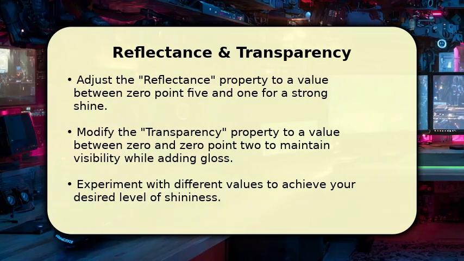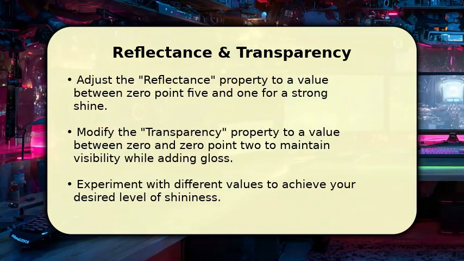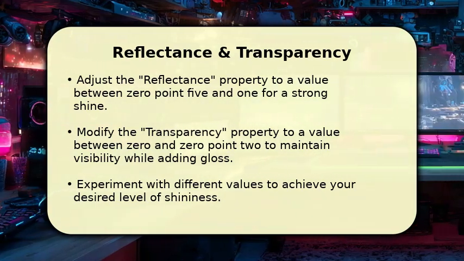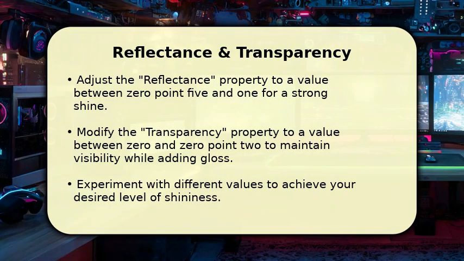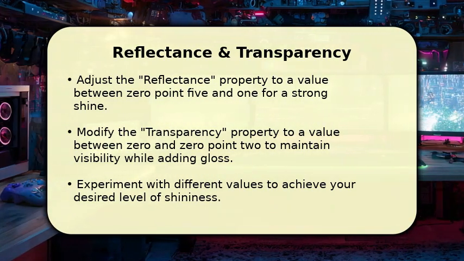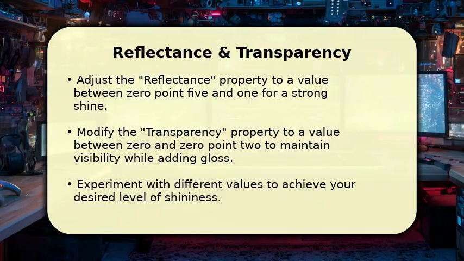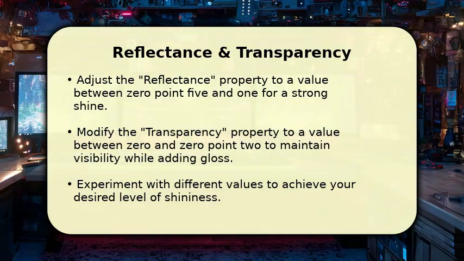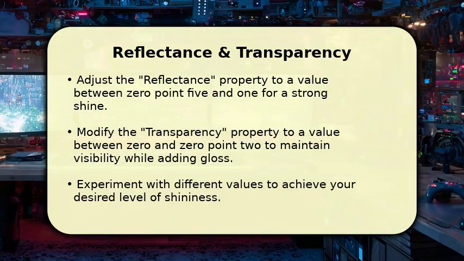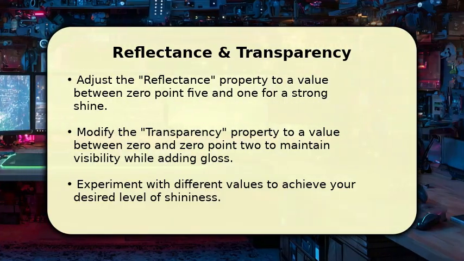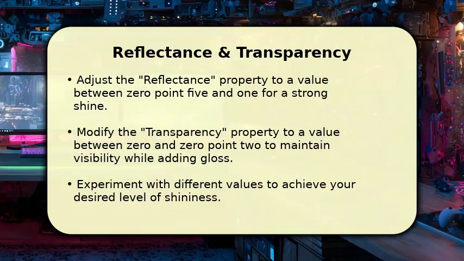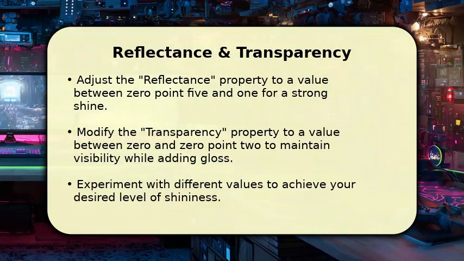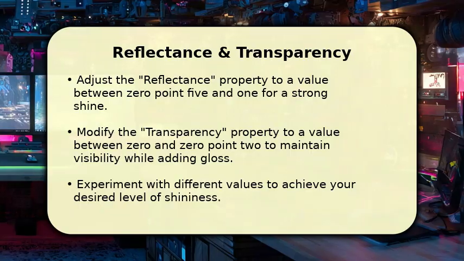Now, let's fine-tune the shine. Adjust the reflectance property to a value between 0.5 and 1 for a strong, noticeable gloss. Then, modify the transparency property to a value between 0 and 0.2. This maintains visibility while adding that desired sheen. Remember to experiment with these values to perfectly match your vision.